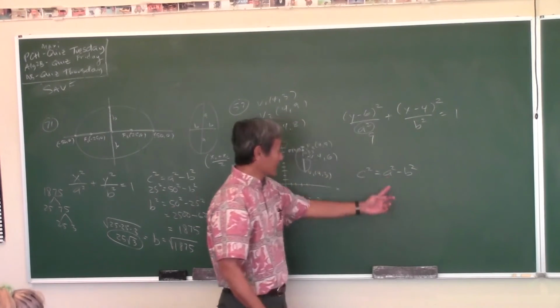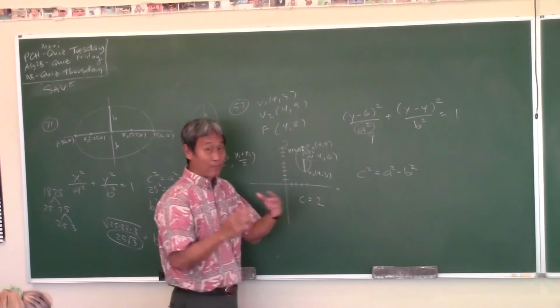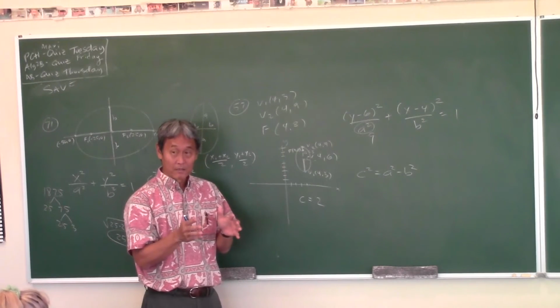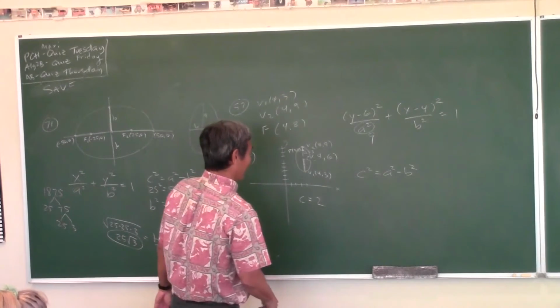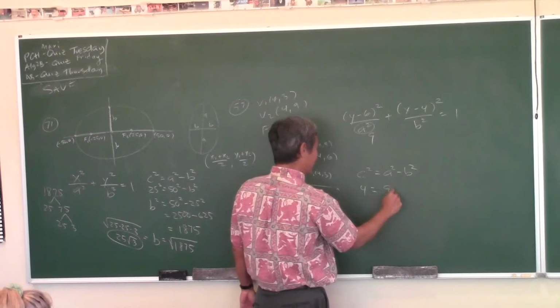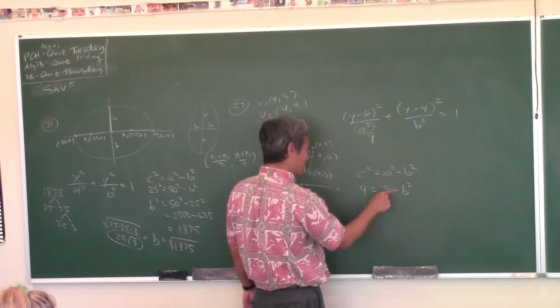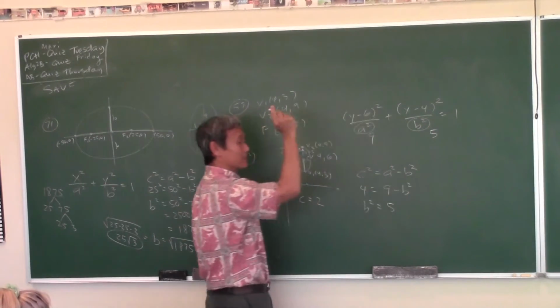So for tomorrow's quiz, this is key. You've got to know this, just like for the parabola, you've got to know what 4p is, right? Someone's going, what's 4p? Okay, so c squared is 4, a squared is 9. Can I figure out what b squared is? Yes, b squared is equal to 9 minus 4, which is 5. So that's 5. Boom! That's your answer.